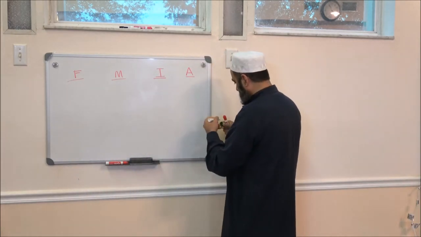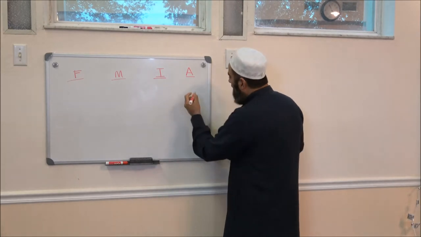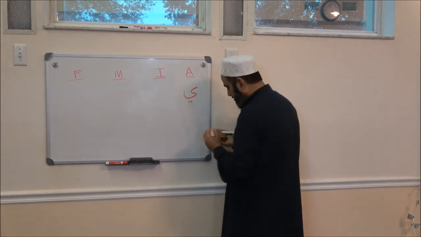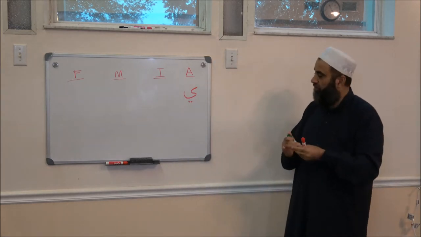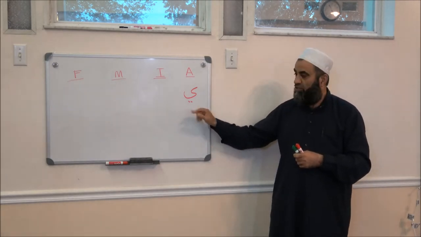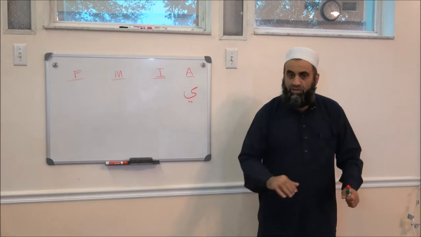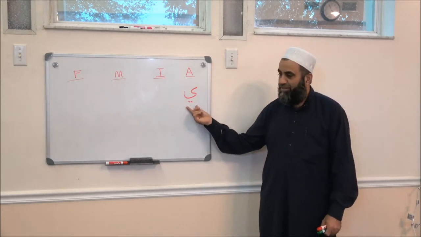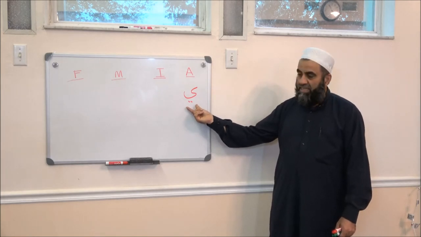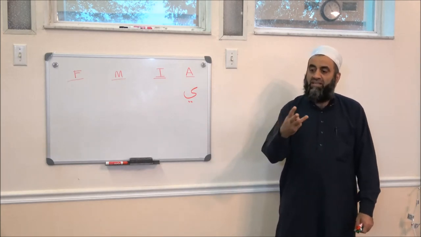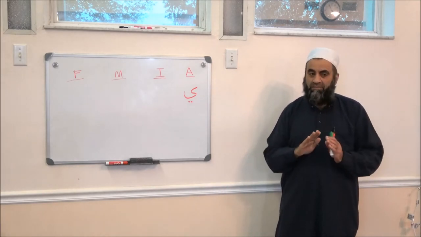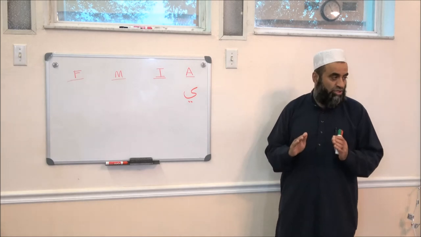The E has this shape in the standalone. Sometimes when I teach the younger brothers this, I tell them this is like a skateboard. And these are the two wheels and you are like, E, you know, doing like this. Yeah, having a little fun, you know. So E, E. This is a cousin for the ba, ta, and tha. Again, why? In two of the positions, it's going to be identical. The only difference will be just the dots.